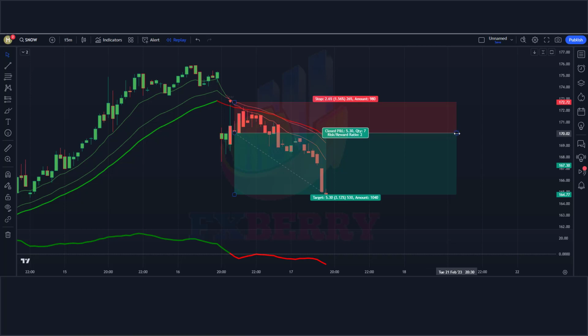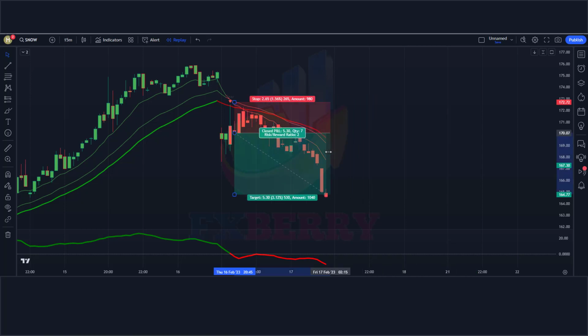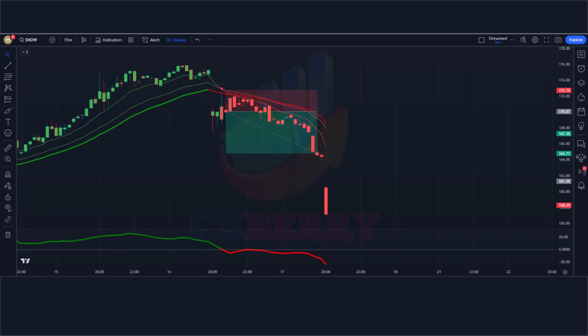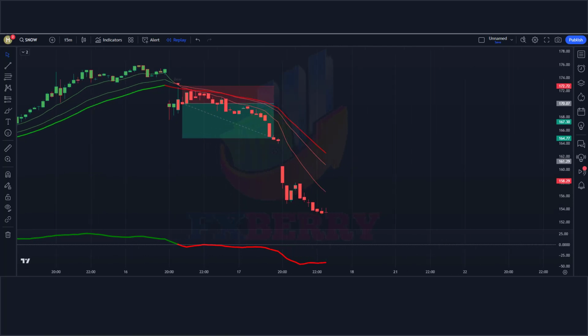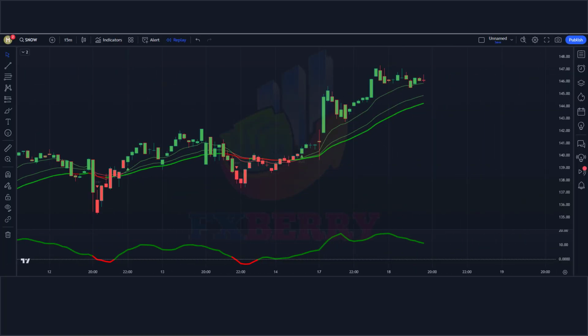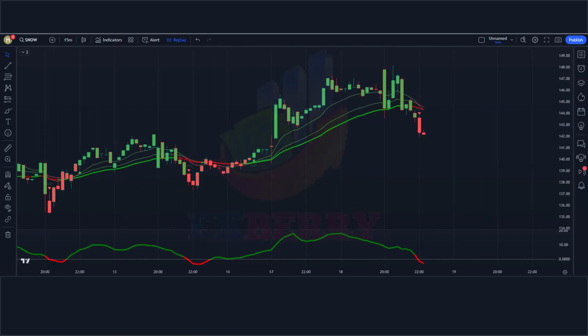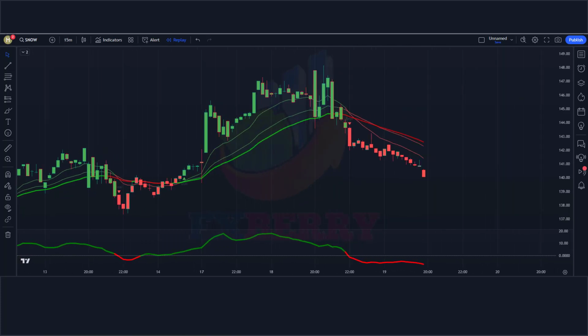The market has completely hit the target. I hope you must have understood this trading strategy. If not, then don't worry, we will see multiple trades, so that you definitely will understand.